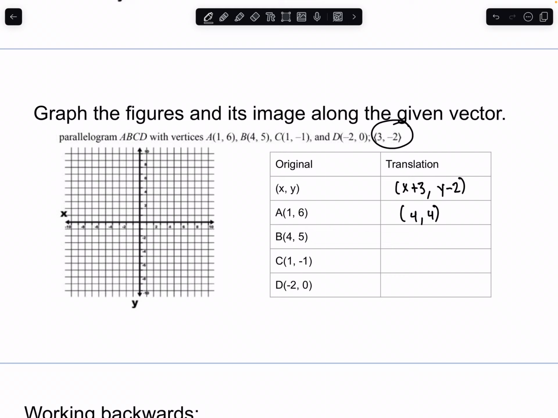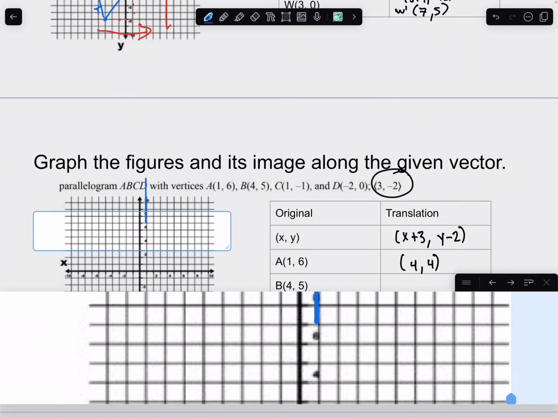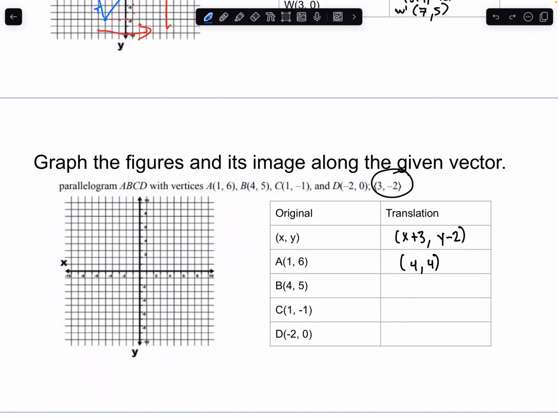So if I plot A, I start with A at 1, 6. This is the original A value. And when I move it over, I'm going to land at 4, 4. Notice how I moved to the right and down. 3 spaces to the right, 2 spaces down. And I can go through that for all the points, right?